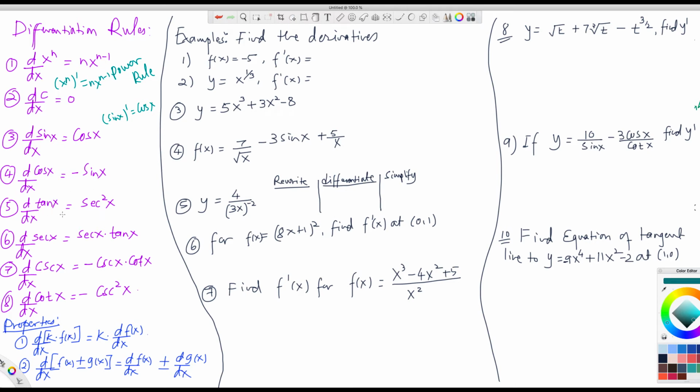You can derive this formula too. Just do the method that we did for sine x and cosine x, okay? So the derivative of tangent x is secant squared x. Similarly, the derivative of secant x is secant x times tangent x. The derivative of cosecant x is negative cosecant x times cotangent x. The derivative of cotangent x is negative cosecant squared x.